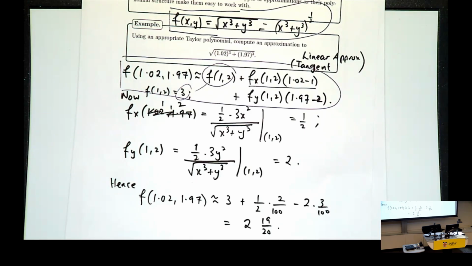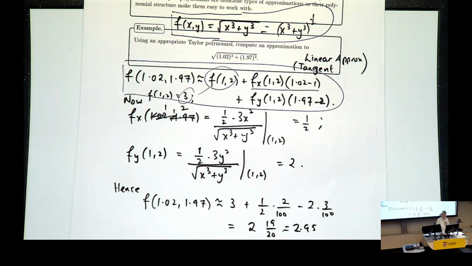So how close did we get with our approximation? This is like 2.95. So let me put that into Mobius and see what happens. I just want the calculator.